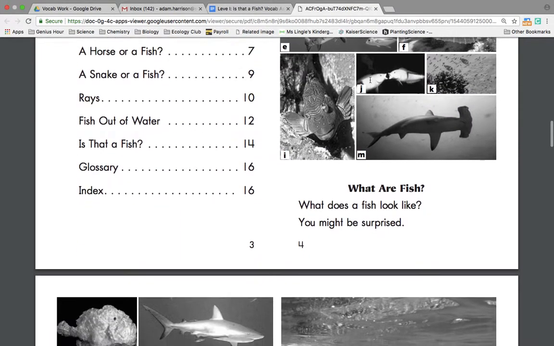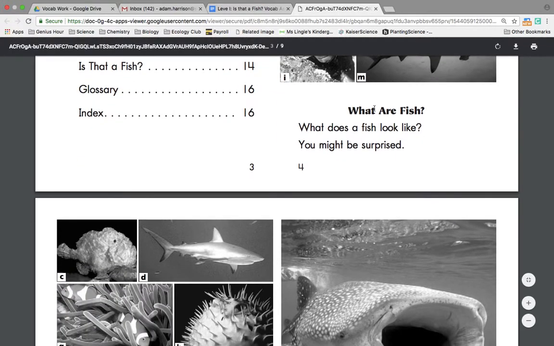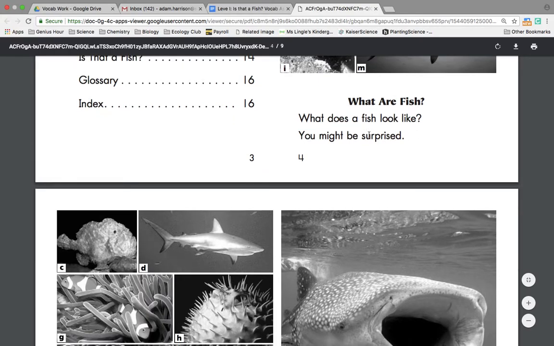Okay, so let's start reading. For a title, what are fish? What does a fish look like? You might be surprised.